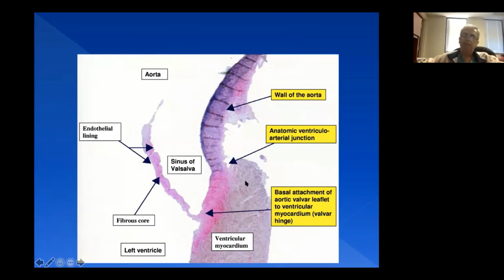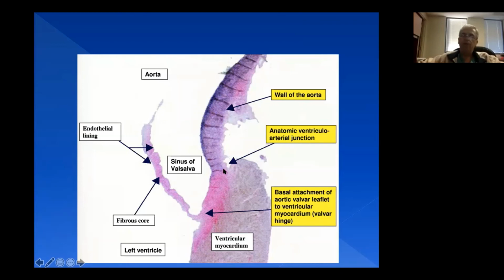This is the left ventricle muscle. This is the connection point between the wall of the aorta, which doesn't have muscle, and the muscle of the left ventricle. One thing we need to know is that the leaflet of the aortic valve inserts in the muscle part. It doesn't insert at the connection point between the aorta and the muscle. It goes down a little bit and inserts in this area, lower than the connection point between the aorta itself and the left ventricle muscle.